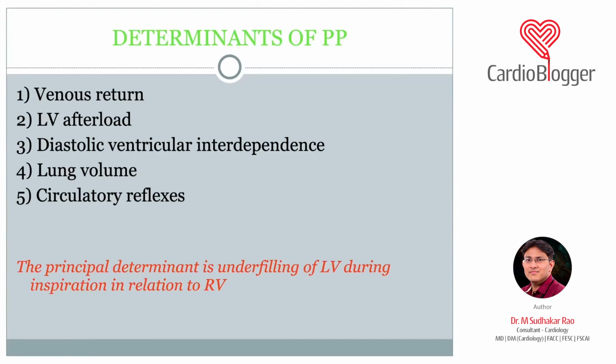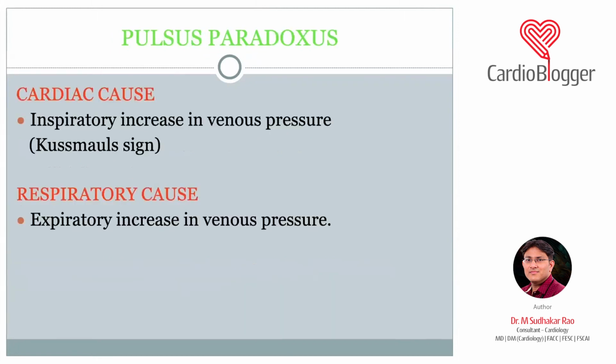Because in constrictive, in COPD and all, the major mechanism is the blood flow towards the lung, which causes a decreased LA and LV filling, and the circulatory reflexes. So the principal determinant is the underfilling of the LV during inspiration in relation to the RV. So that is the principal determinant of a pulsus paradoxus.